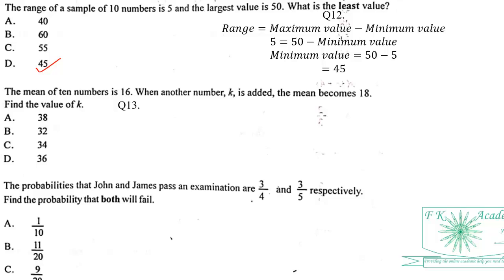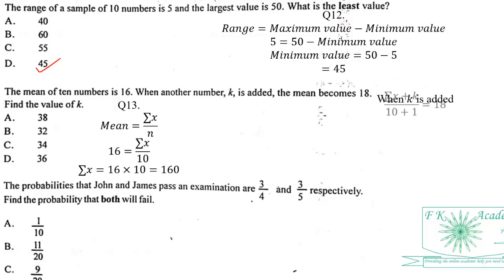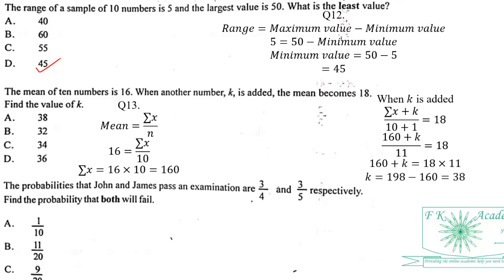The mean of 10 numbers is 16. When another number k is added, the mean becomes 18. Find the value of k. So we find the first sum to be 160. When k is added, the new sum. So we substitute the previous sum 160. And then we get k to be equal to 38.